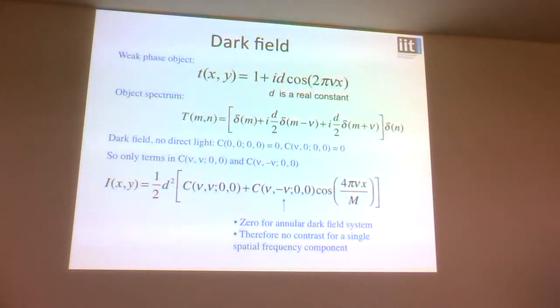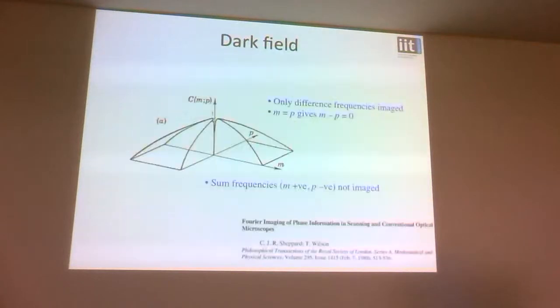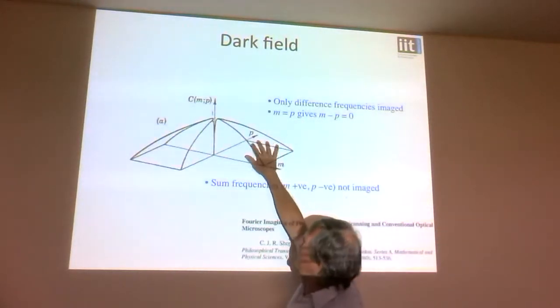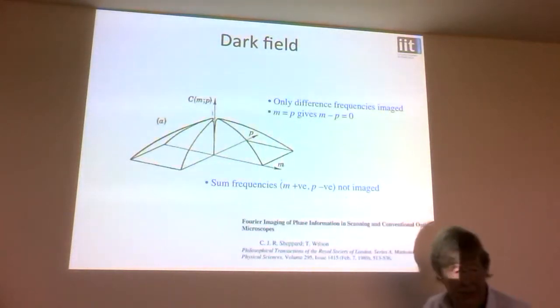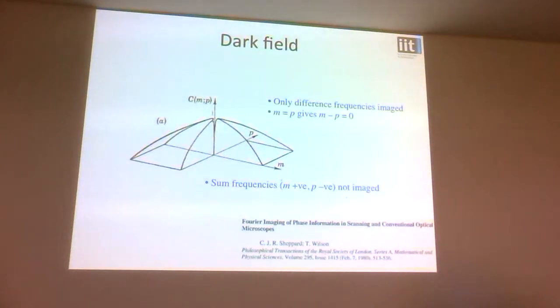You don't see single frequencies in a dark field microscope. What you will see is combinations of different frequencies. So if you've got two frequencies present, then they will interfere with each other, and you will get a signal which comes from this bit of this curve, this surface here. So you will see phase information, but it will be encoded in a rather complicated way.